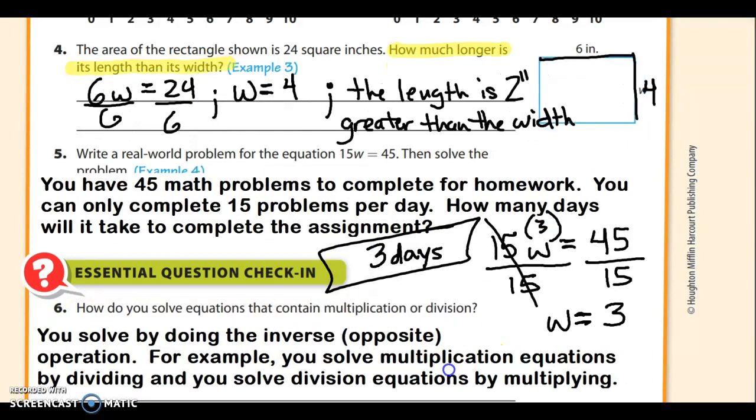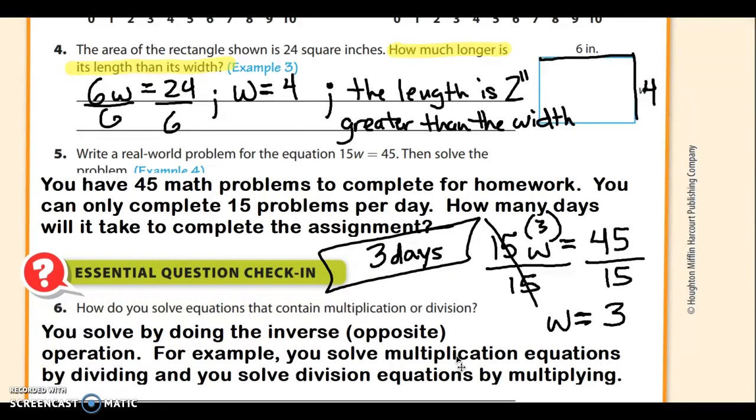Alright, pause the video if you need to finish that number 6. But as you finish this up, you are now done with page 316. Excellent work!